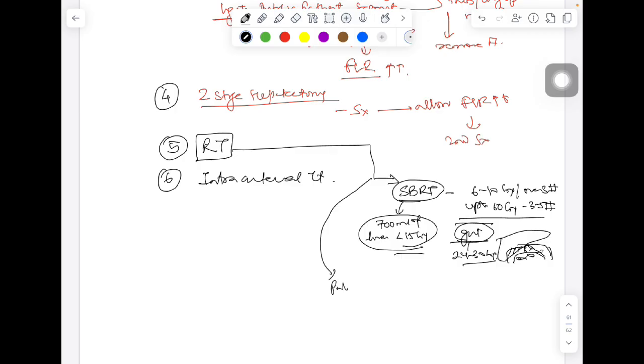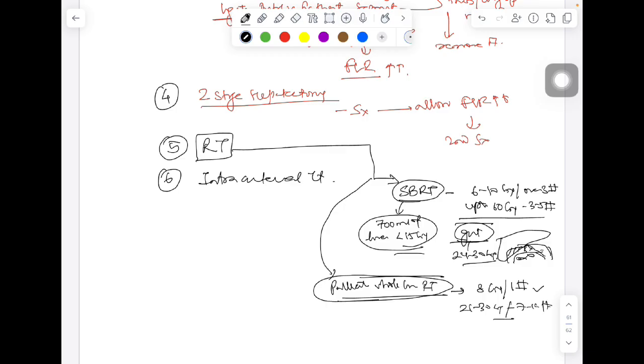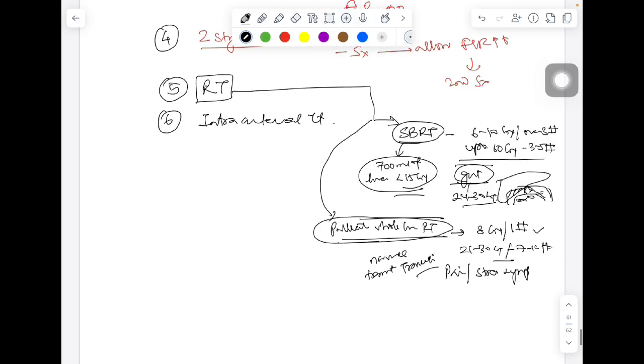Then there is palliative whole liver RT. Now SBRT also increases FLR for the later surgery. Palliative whole liver RT has nothing to do with FLR. But when we are discussing RT, we will just put a note that 8 gray single fraction can be given, or 21 to 30 gray in 7 to 10 fractions can be given. It is okay to give. The only side effects are nausea and transient transaminitis. It relieves pain and stretch symptoms. Liver stretching symptoms can be removed.